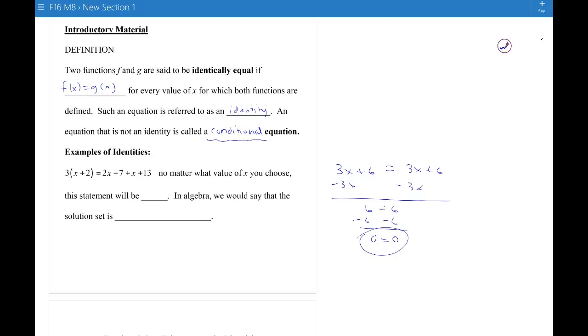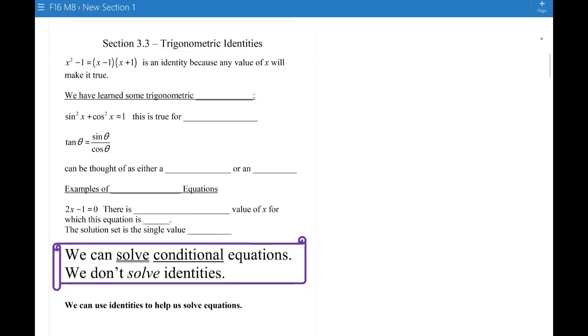So hopefully you've run into this before, and if you get 0 equals 0 when you simplify as much as you can, no matter what value of x you choose, this statement will be true. So in algebra, we would say that the solution set is all real numbers, because we were trying to solve for numbers. So when you got this result that makes sense, 0 is equal to 0, you would say this equation is true for all real numbers. So the solution set is all real numbers. Okay, so another identity is x squared minus 1 equals x minus 1 times x plus 1, because any value of x will make it true.